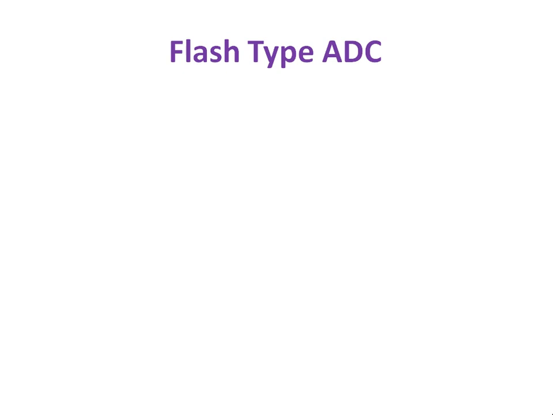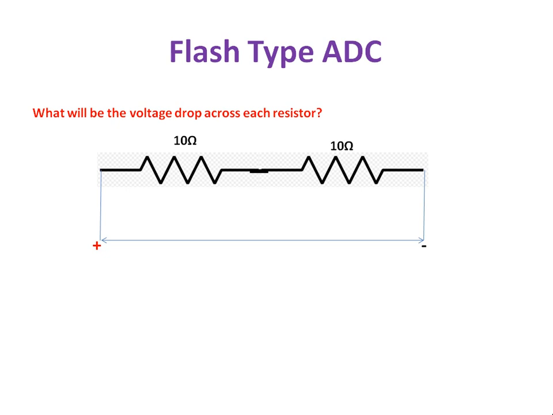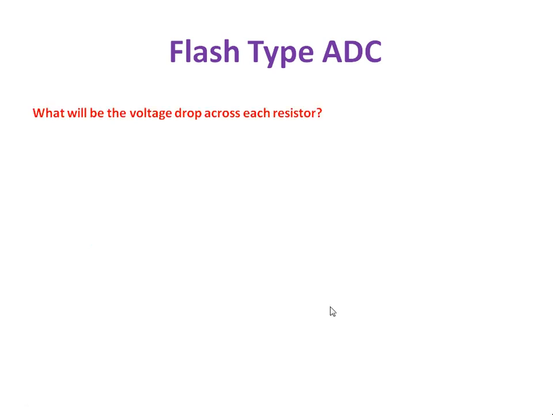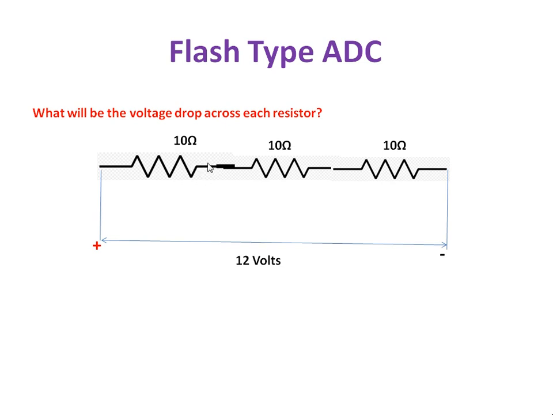So let us discuss flash type ADC. Before that, I would like to introduce the series circuit. Here I have connected two 10 ohm resistors in series, and now I am applying 12 volt. What will be the voltage drop across each 10 ohm resistor? It will be equally divided because the resistances are equal, 6 volt and 6 volt. Suppose I connect three 10 ohm resistors in series and apply 12 volt. The voltage will be equally divided: 4 volt, 4 volt and 4 volt.